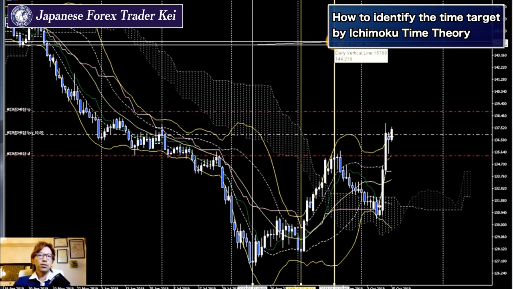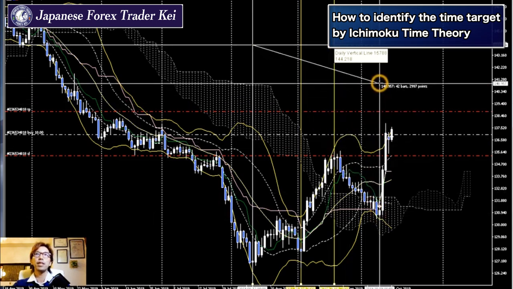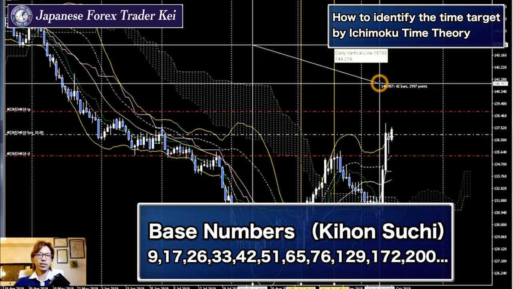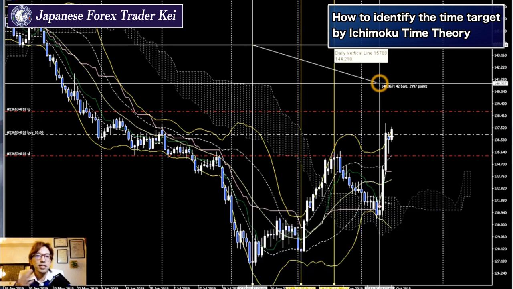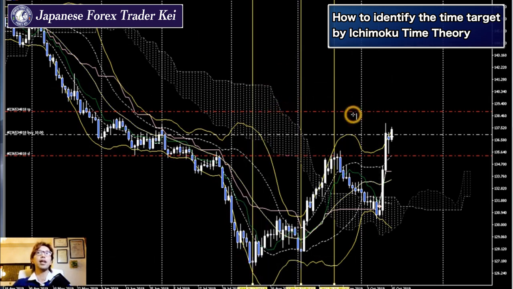Okay, so how about the next low? The next low is this one, and to the next low, it's going to be 42 candles. So again, 42 is one of the Kihon Suchi numbers, you see? You can see that the market has been synchronizing with the time cycle from August 12th from this lowest price, and I will put the vertical line here also.